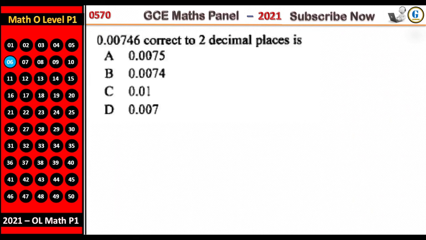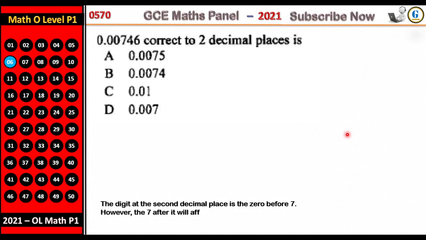Question 6, 0.00746 correct to 2 decimal places is. So the digit at the second decimal place is the 0 before 7.